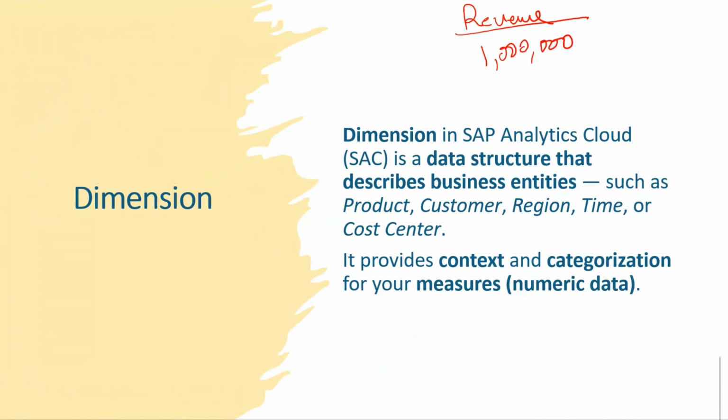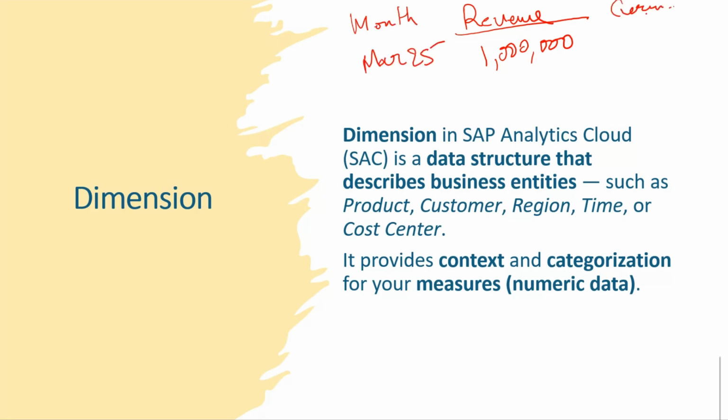Okay, so that means only having a measure which is a numeric data like revenue or cost or profit, it doesn't give the context unless we have the dimension. That is why dimension is very important. So by revenue we will not come to know what is the context of this revenue. So to get the context we need a dimension. That means month. So this is for March 25. That means my revenue is 1 million for March 25.